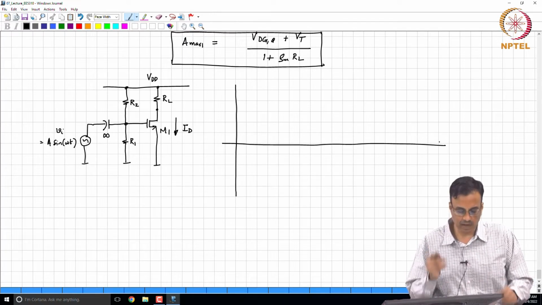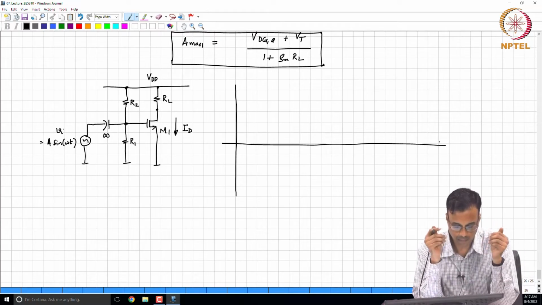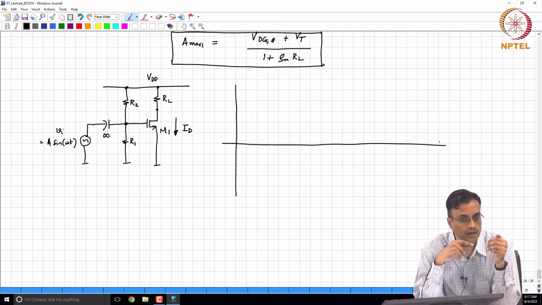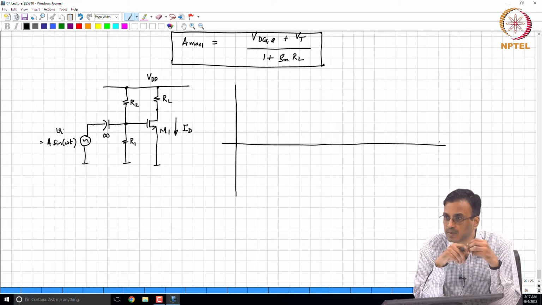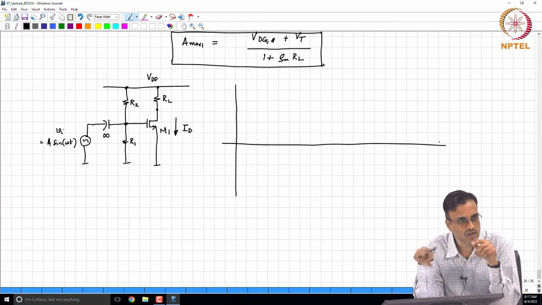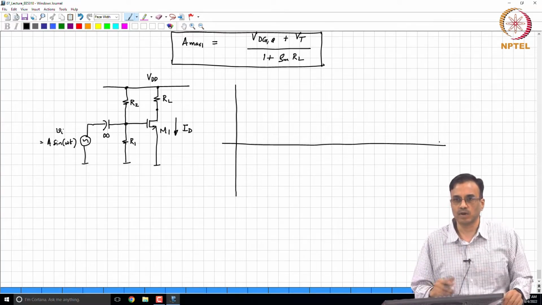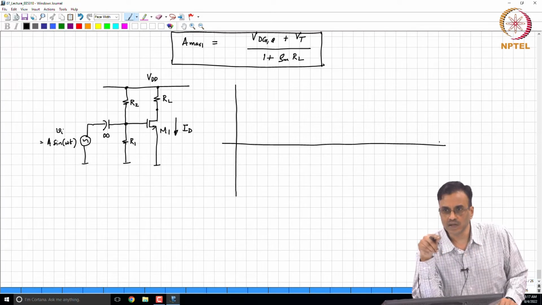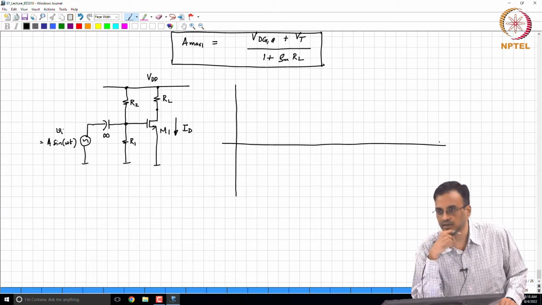In the negative half of the input cycle, the gate potential is increasing or reducing? It is reducing. What comment can we make about the drain potential? The drain potential is increasing. So, is the transistor going deeper into saturation or closer to triode? It is going deeper into saturation, because the gate source voltage is reducing and the drain voltage is increasing.